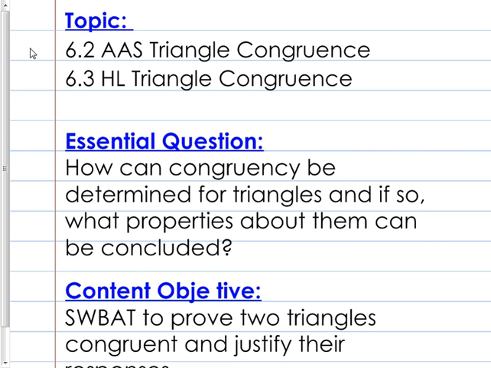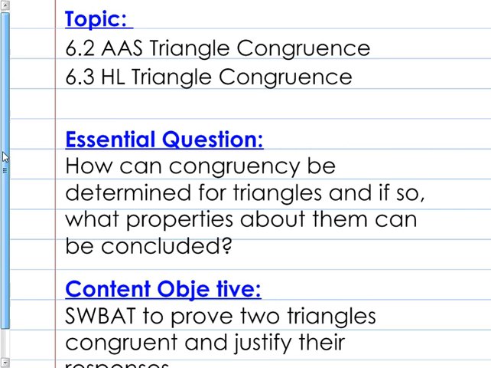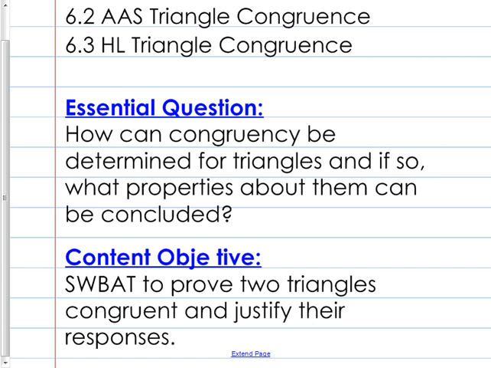We have learned about side, side, side and angle, side, angle congruence. Today we're going to add on AAS, which is angle, angle, side triangle congruence, and HL, which stands for hypotenuse, leg triangle congruence. So our essential question continues to be, how can congruency be determined for triangles, and if so, what properties about them can be concluded? And today's objective also is a continuation. You're going to be able to prove two triangles congruent and justify your response on why they are congruent.